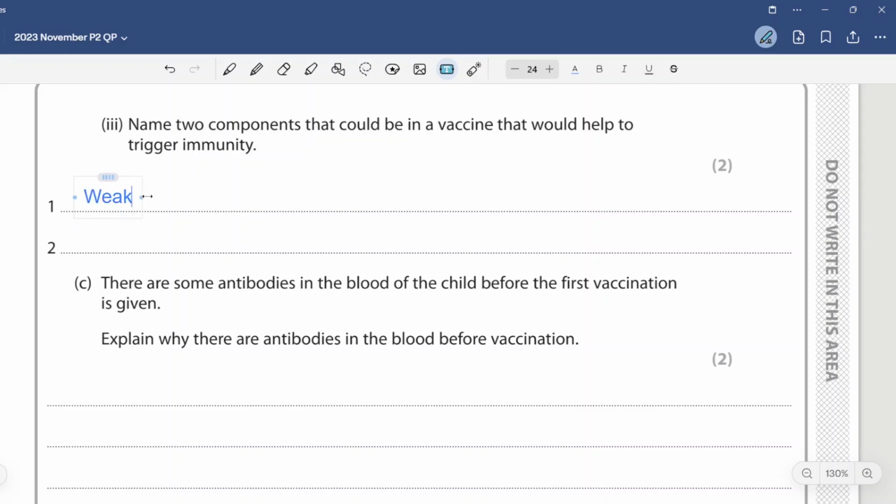So I'm going to write weakened pathogen and antibody. Oh, sorry. Whoops. Antigens. My bad. All right.